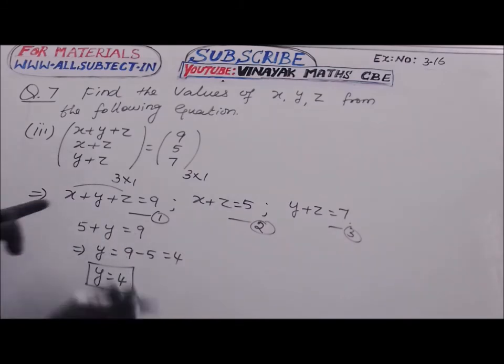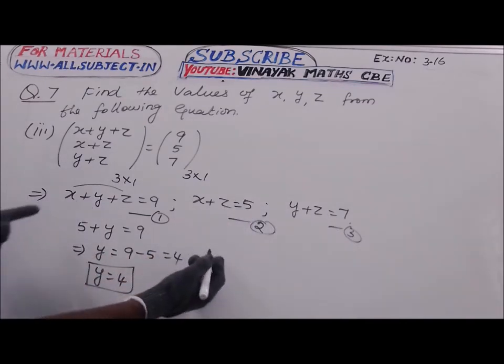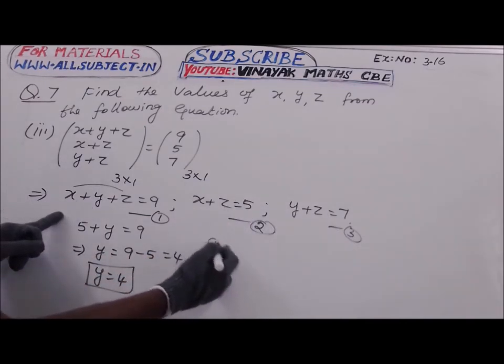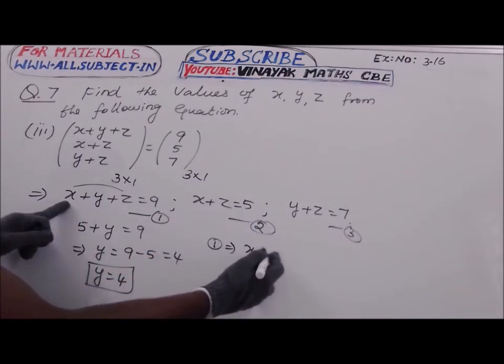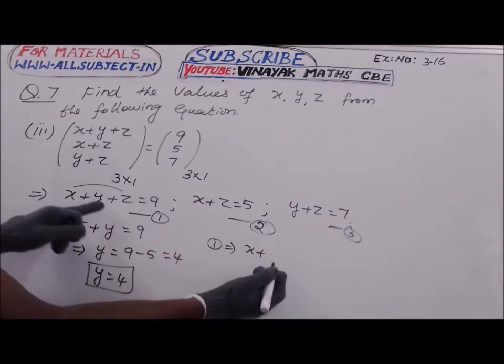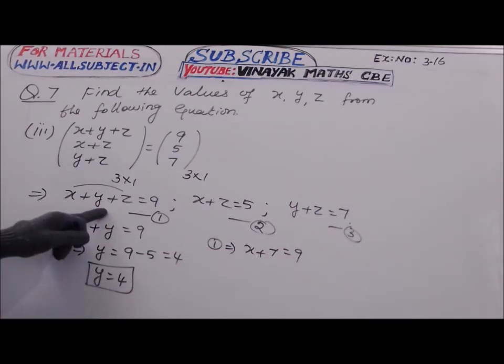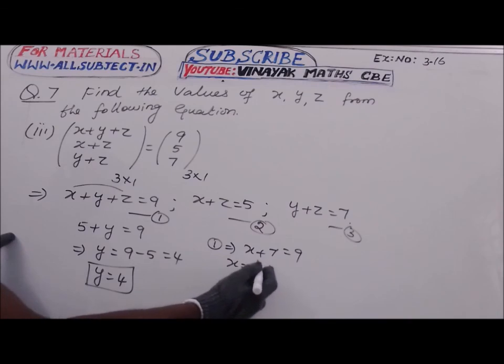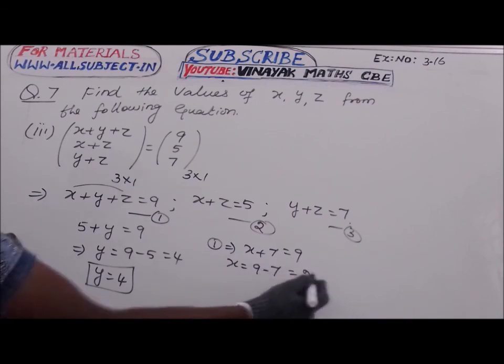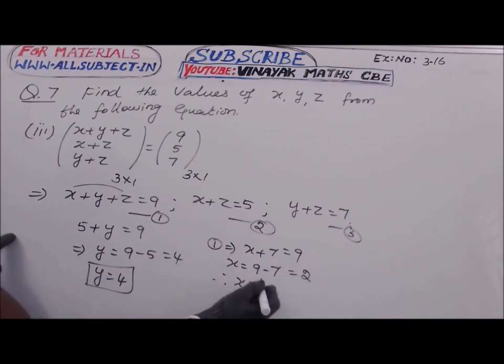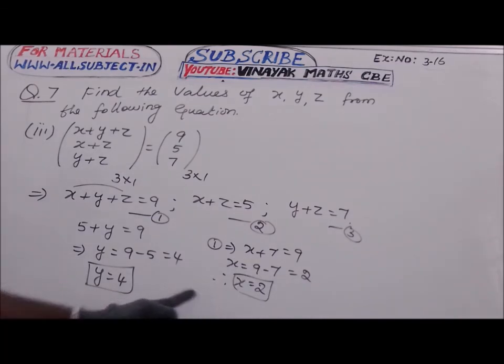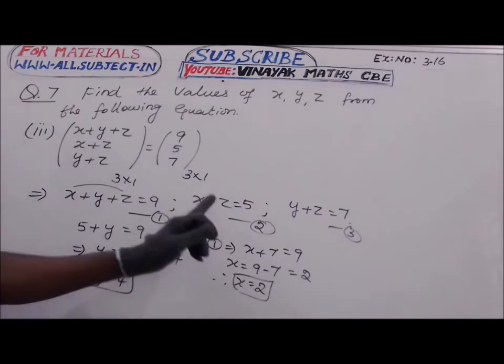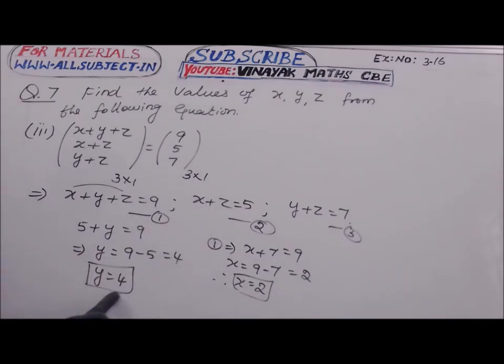And then substituting y plus z as 7 in 1, equation 1 implies x plus 7 equal to 9. Now x is equal to 9 minus 7 equal to 2. Therefore, x is equal to 2. Now we have found x and y. Substituting x in 2, we will get the z value. Or substituting y in 3, we will get the z value.